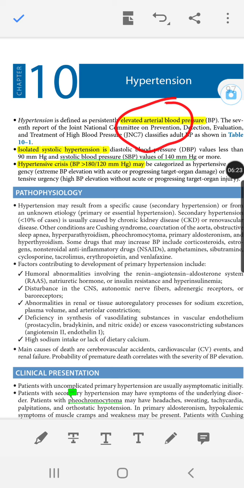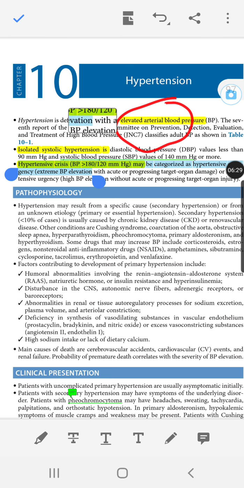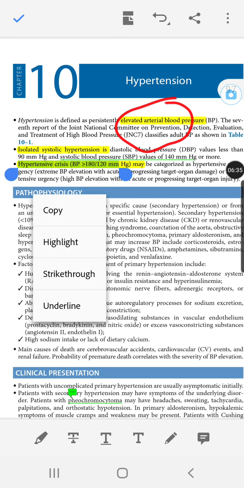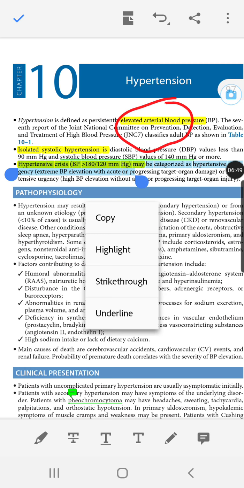And another one here is hypertension crisis. Hypertension crisis occurs when the blood pressure is greater than 180 by 120 millimeters of mercury, meaning the systolic and diastolic one. So if the systolic pressure is greater than 180 and the diastolic reaches 120, then it's hypertension crisis, an emergency condition.